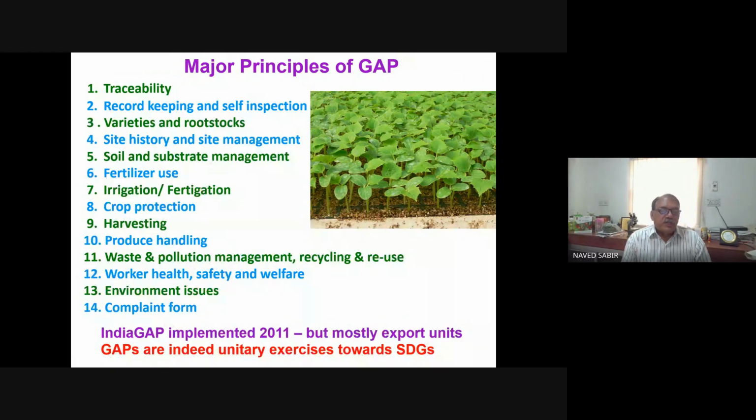To maintain traceability, you have to keep the records. You have to keep self-inspection. You have to keep self-audit. And you have to declare the varieties and rootstock as per the agreement. You have to keep the site history and the site management of the entire production system: soil and substrate management, fertilizer use, irrigation, fertigation, frequency and dosages, and the crop protection measures, whatever dose, whatever chemical, whether it is allowed or not allowed. And the harvesting, whether it was done properly, whether the produce handling was safe, neat, clean, hygienic, standard and as per demand. And whether the waste and pollution management in the area was followed or not.